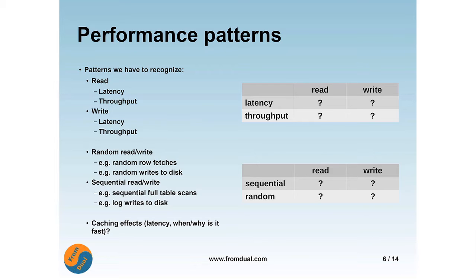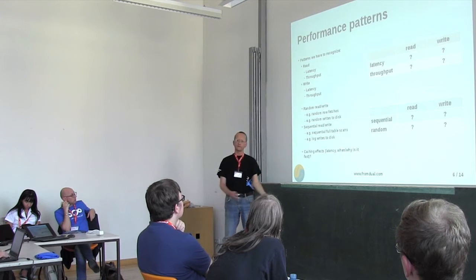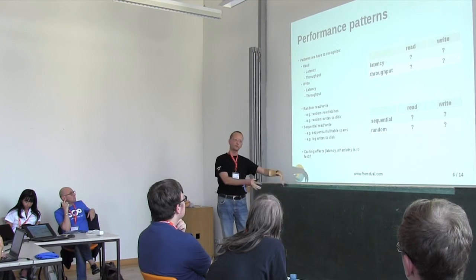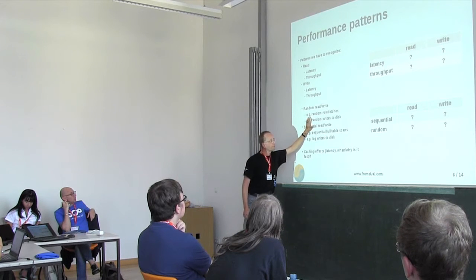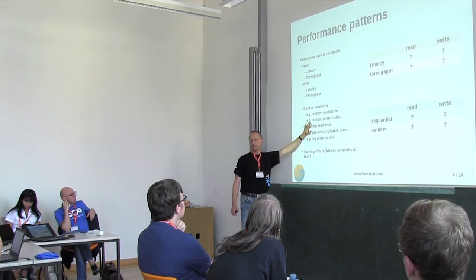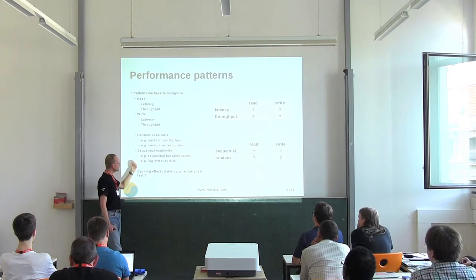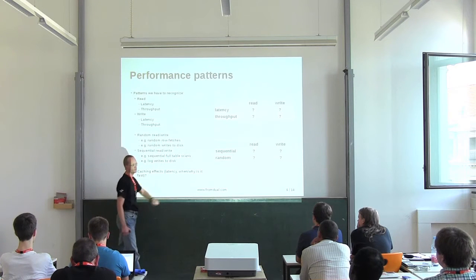What you also have to recognize is, do we have random or sequential patterns? Maybe you know that sequential access typically is faster than random access, at least on the disk, but sometimes also in memory. It has to do with internal structures in databases and MySQL. So do your queries fetch random rows? Do they do random writes on disk? Those are things you as a developer should consider. I will show you a few more detailed points later. Do we do sequential reads and writes, sequential full table scans, for example? Do we log writes to disk? This is something you should keep in mind.